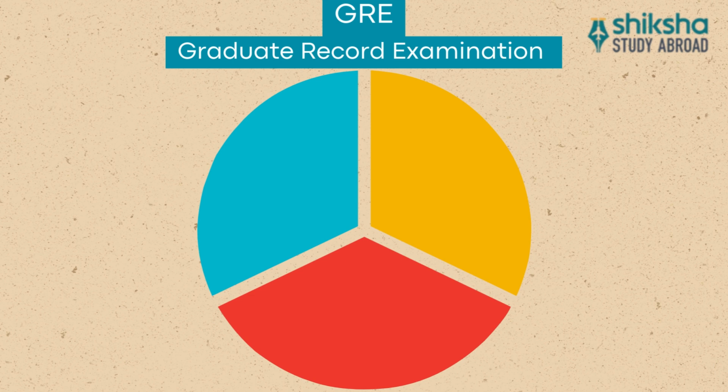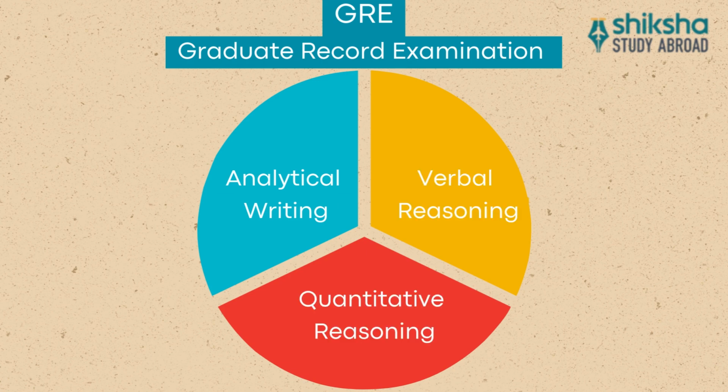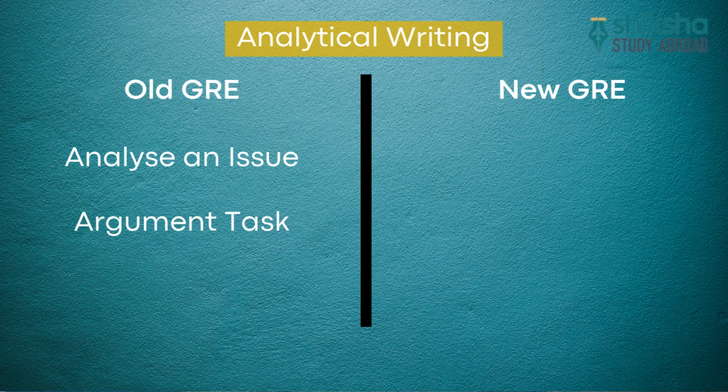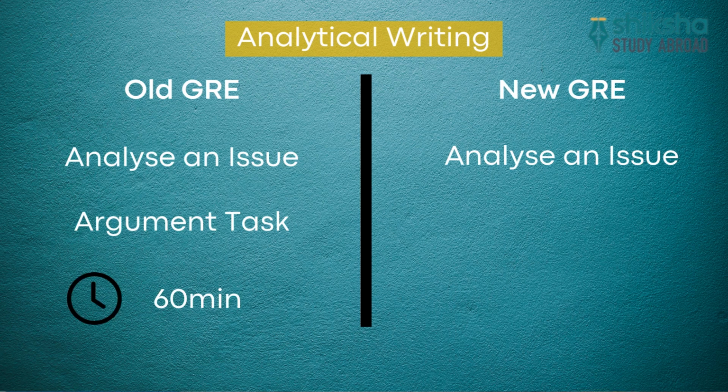Let's break it down section by section. GRE is basically divided into 3 parts: analytical writing, verbal reasoning, and quantitative reasoning. Firstly, analytical writing. The old GRE had 2 essays, one analyze an issue and one argument task, whereas the new GRE has only one essay now, analyze an issue. This cuts the section time from 60 minutes to 30 minutes.